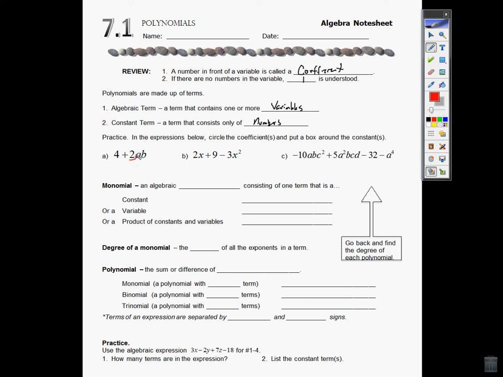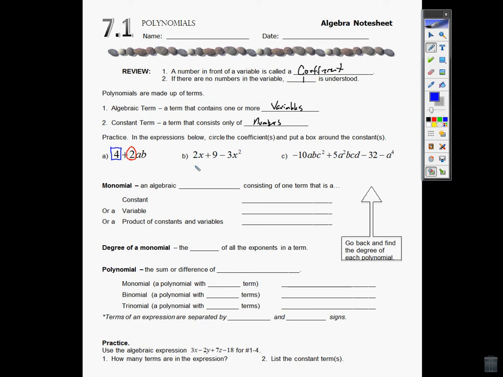So right here, I have a coefficient. Now, some people might be tempted to put a circle around here as well, but this 4 is not multiplying any variables. So technically, this 4 is what we defined as a constant, which is a term, a single term, that consists only of numbers.